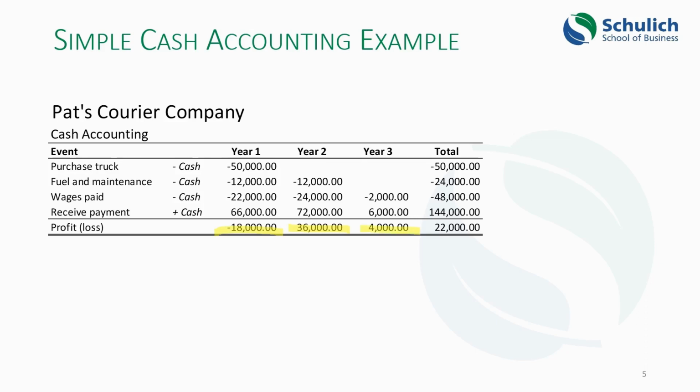So this is fine in terms of keeping track of everything. The total is going to be accurate. At the end of the day, you're going to have a $22,000 profit. But it doesn't tell us how the company is doing in year 1 or year 2. It looks like they had a terrible year in the first year and a wonderful year in the second, and then some gravy left over for year 3.